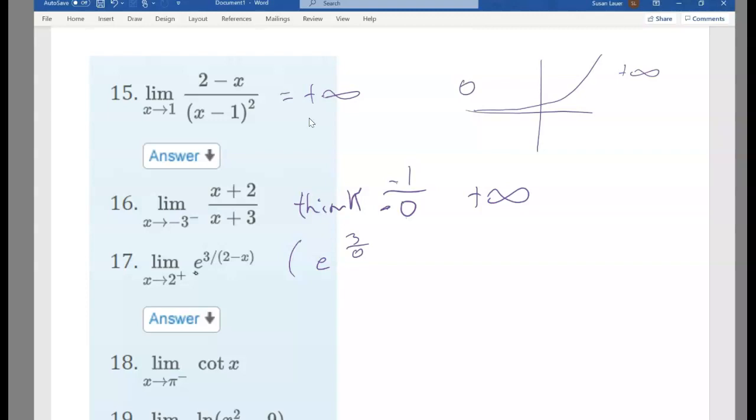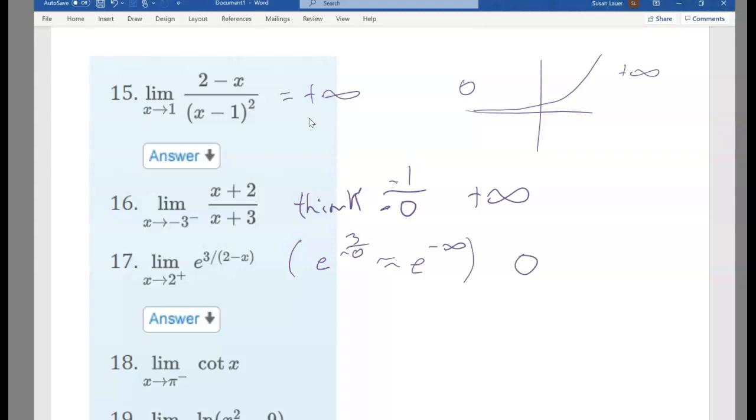Thinking about the end behavior for e, I'm going to put in 2 plus, so that's 2.1. 2 minus 2.1 would give me a negative in the denominator, so this is e to the negative infinity, and that means this is 0.